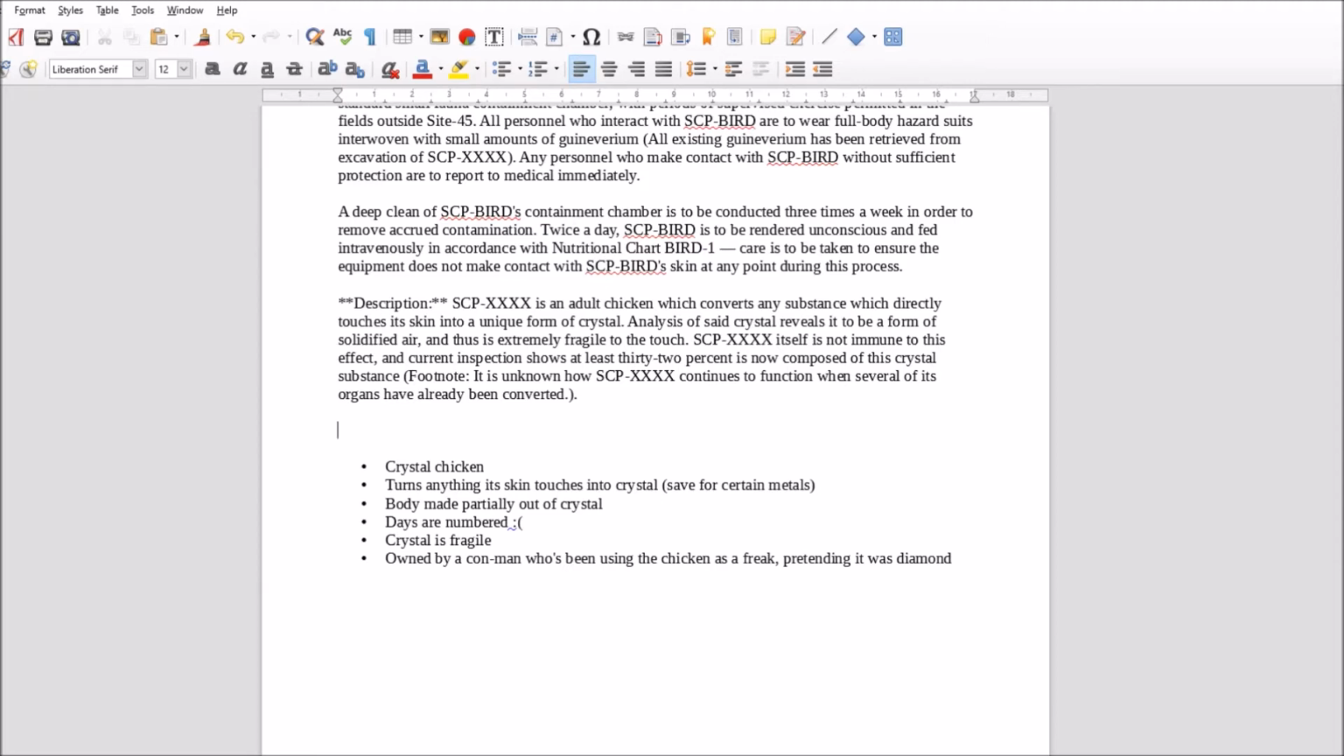Mm-hmm. So right now it's important, now that people have had their chance to guess and surmise what the bird is, that we're telling them it's an adult chicken, and anything it touches turns to crystal. Maybe something along the lines of, due to the nature of this, it's constantly coating its own body in more crystal, as well as the walls and floor of its containment. As such, containment regularly needs to be cleaned. Or actually, you don't need to say that. That's already in the description. But just clarifying what they mean by contamination.